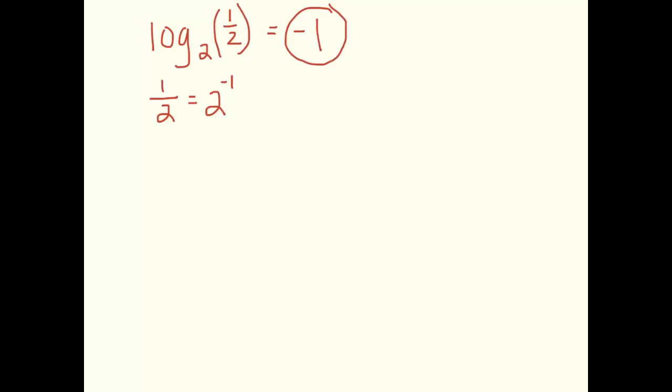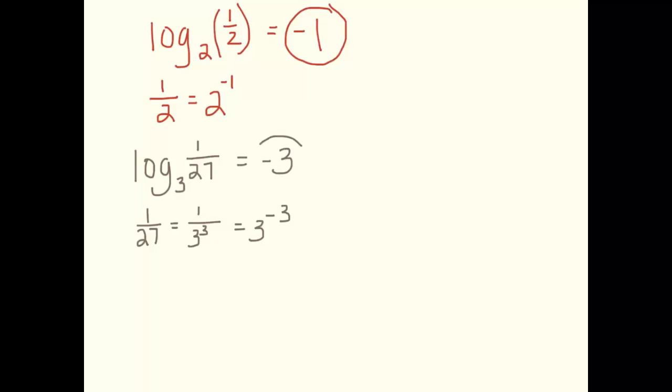You try this one. Log base 3 of 1/27. Try pausing the video for a second and seeing if you can get this on your own. I know that 1/27 can be written as 1 over 3 cubed, which is 3 to the negative 3. So when I ask myself 3 to what power is 1/27, that's negative 3. Did you get it right? Hopefully. Let's talk about a couple things you might see involving logs.